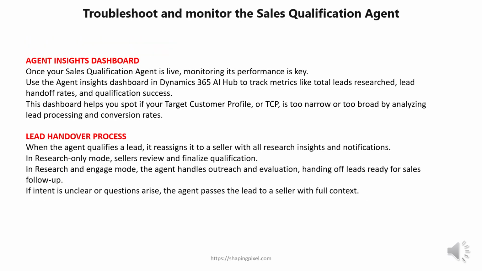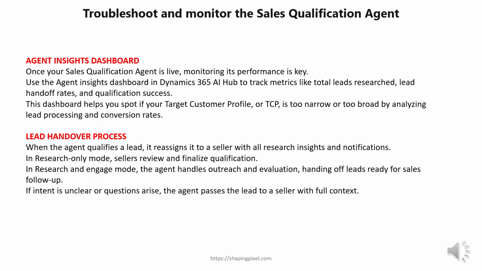Once your sales qualification agent is live, monitoring its performance is key. Use the Agent Insights dashboard in Dynamics 365 AI Hub to track metrics like total leads researched, lead handoff rates, and qualification success. This dashboard helps you spot if your target customer profile, or TCP, is too narrow or too broad by analyzing lead processing and conversion rates.